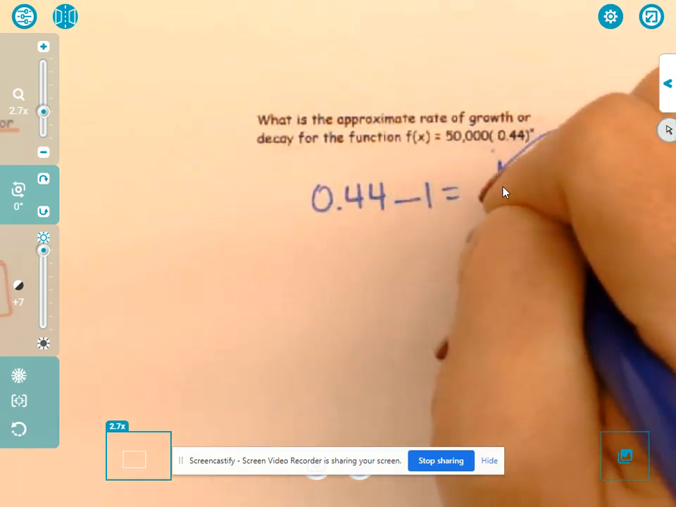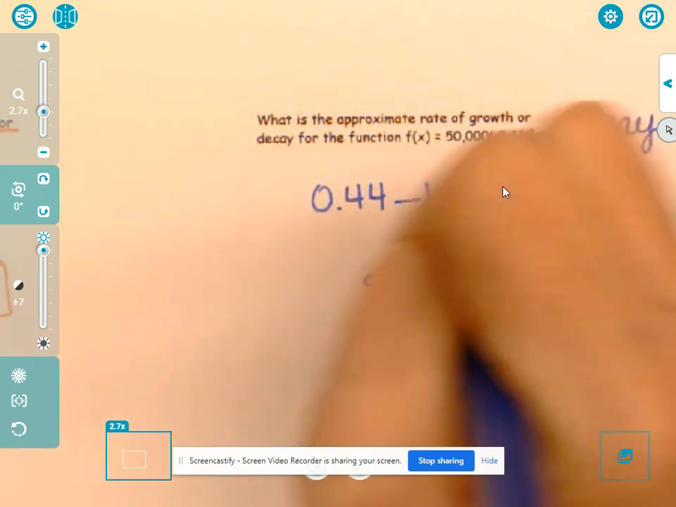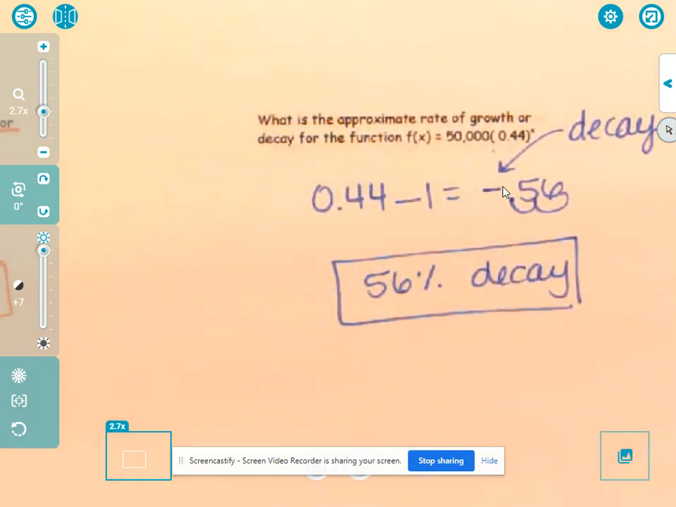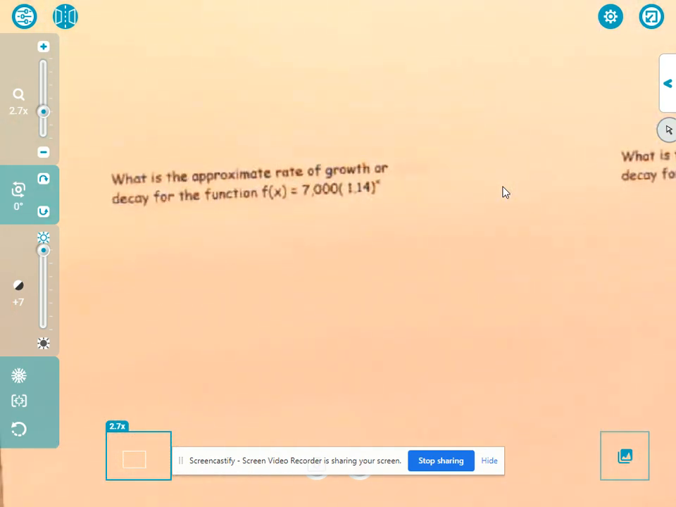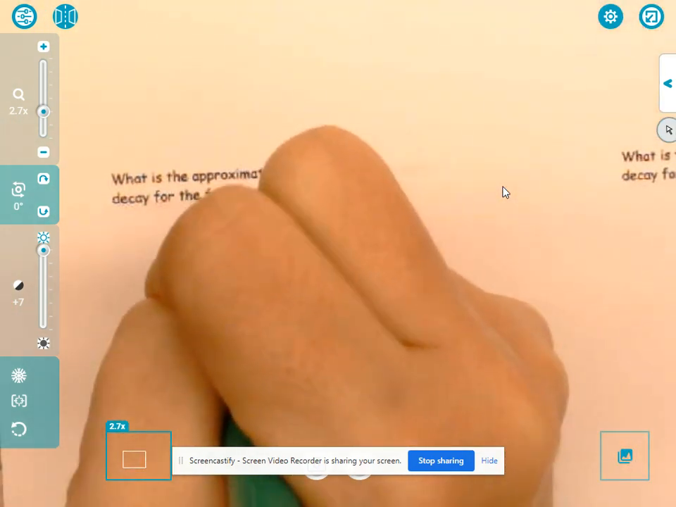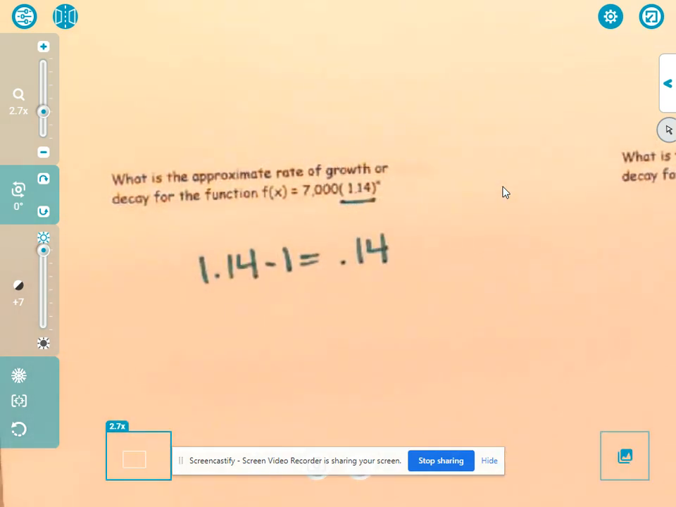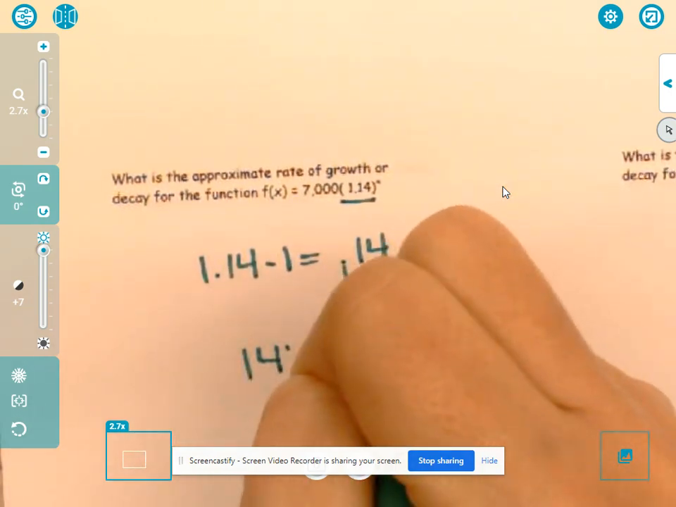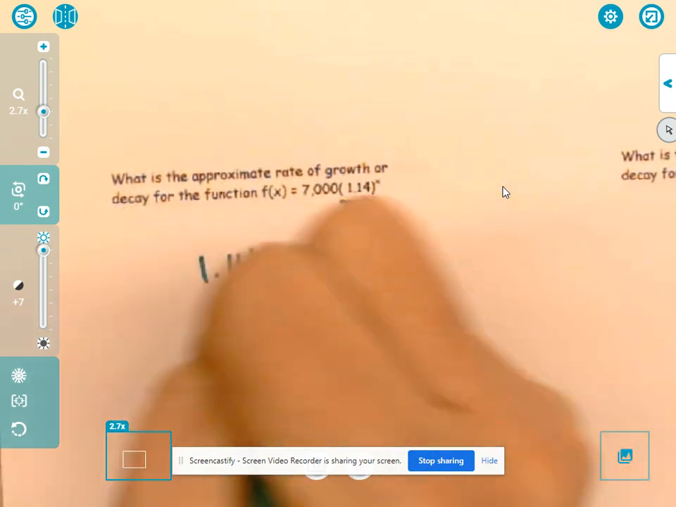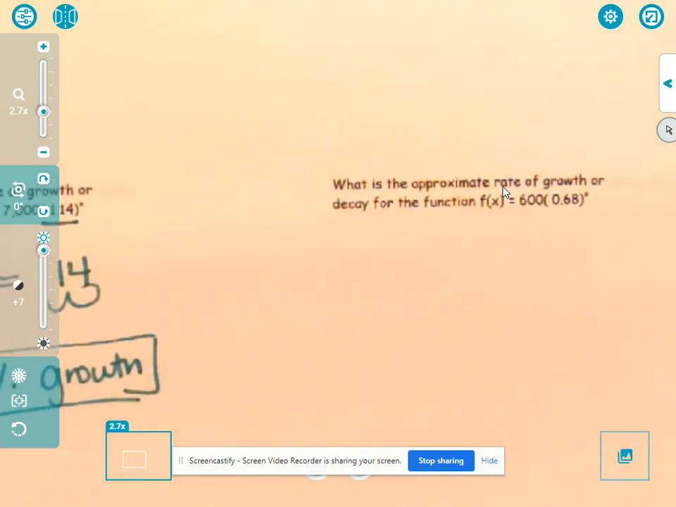Y'all, the negative sign just tells me that it is decay. It is not part of my answer. Okay, I'm going to move it 2 places over, and it's going to be 56% decay. So if it's negative, it's decay. If it's positive, it's growth. That's what you're dealing with. And then they're asking you what is the percent. Okay, so same thing right here. 1.14 is greater than 1. So we're going to subtract the 1, which leaves me with 0.14. Move it, and it is 14%. Greater than 1 is growth.